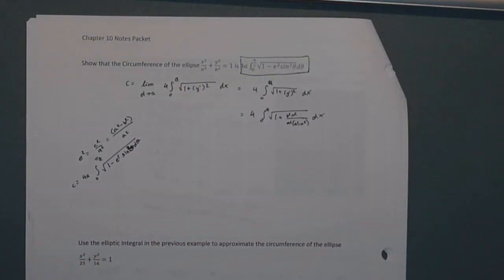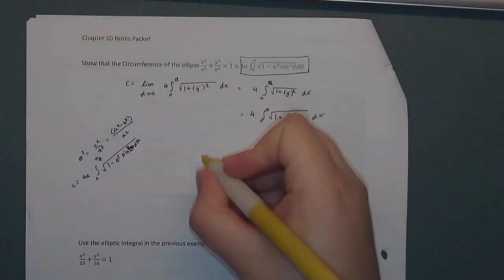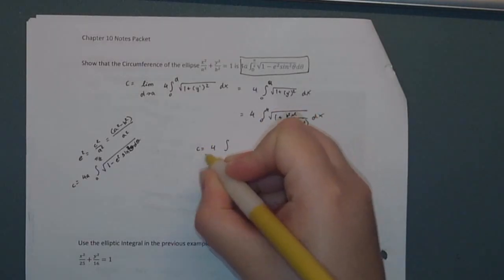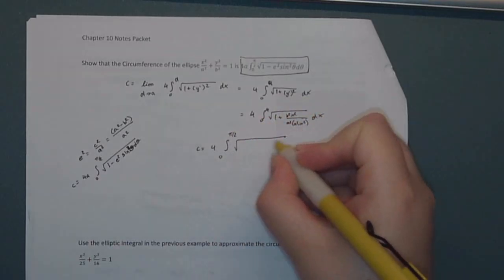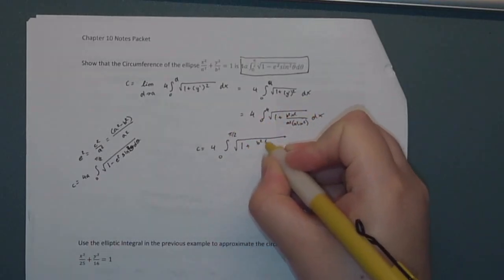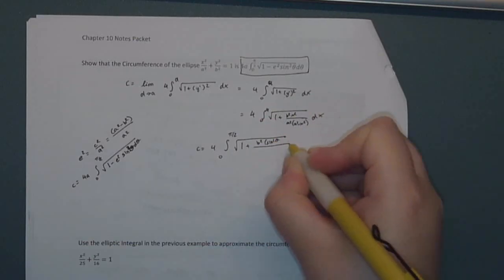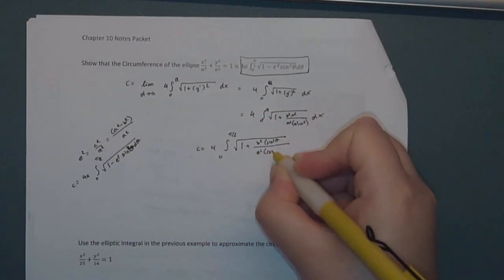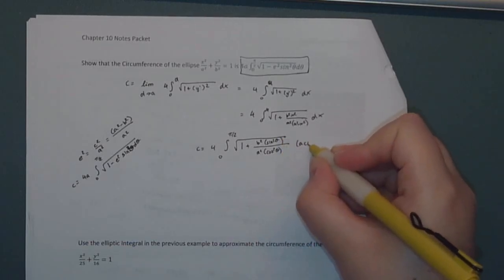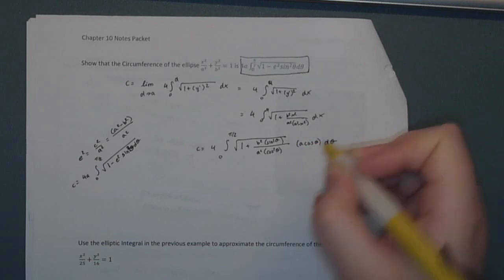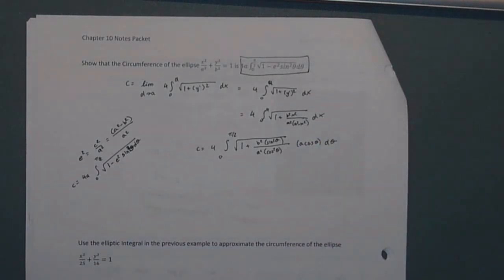Okay, so when we're starting this here, first of all, we have C is 4 times the integral from 0 to 2 pi of 1 plus b squared sine squared theta over a squared cosine squared theta times a cosine theta d theta. So I did a trigonometric substitution, which we talked about briefly in Calc, and I said we will never actually have to do that, and surprise!